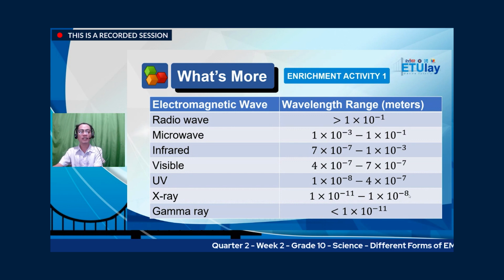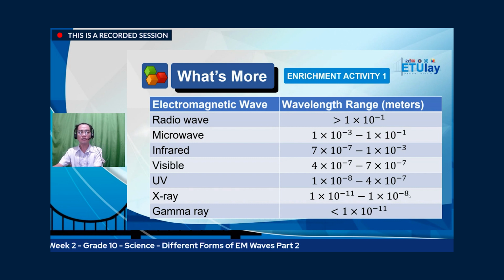Visible light, 4 times 10 to the negative 7 to 7 times 10 to the negative 7. Ultraviolet or UV, 1 times 10 to the negative 8 to 4 times 10 to the negative 7. X-ray, 1 times 10 to the negative 11 to 1 times 10 to the negative 8. And gamma ray, less than 1 times 10 to the negative 11.